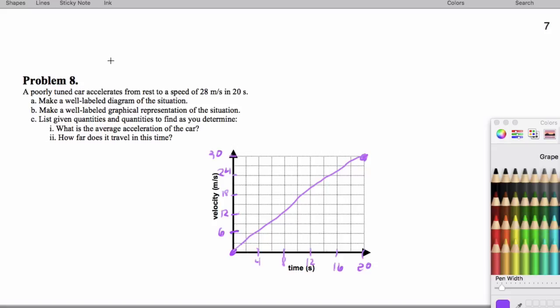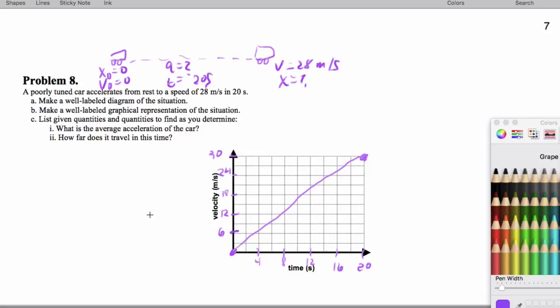Now the well-labeled diagram. I'll draw a car here, and then a car here. And here's what I mean by well-labeled. I start at 0 with my position. My V0 is 0. My V final is 28 meters per second. I don't know how far I went. I don't know my acceleration, but I do know my time is 20 seconds.